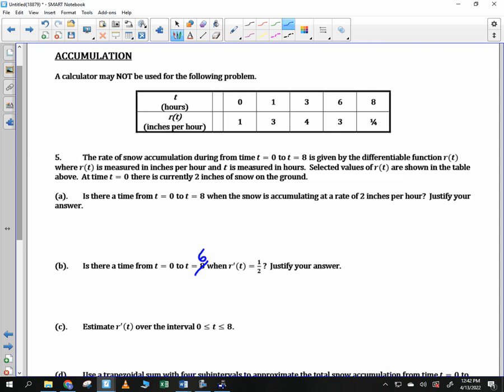It starts with this: the rate of snow accumulation during time 0 to 8 is given by this differentiable function R of t, where R of t is measured in inches per hour and t is measured in hours. Selected values of R of t are shown in the table above. At time equals 0, there are currently 2 inches of snow on the ground. Can anybody tell me what the heck 1-3 even means?